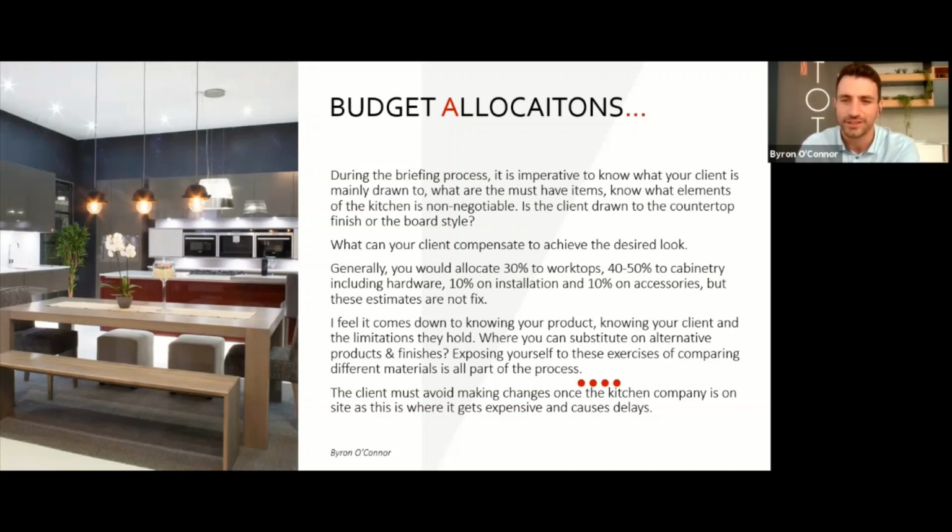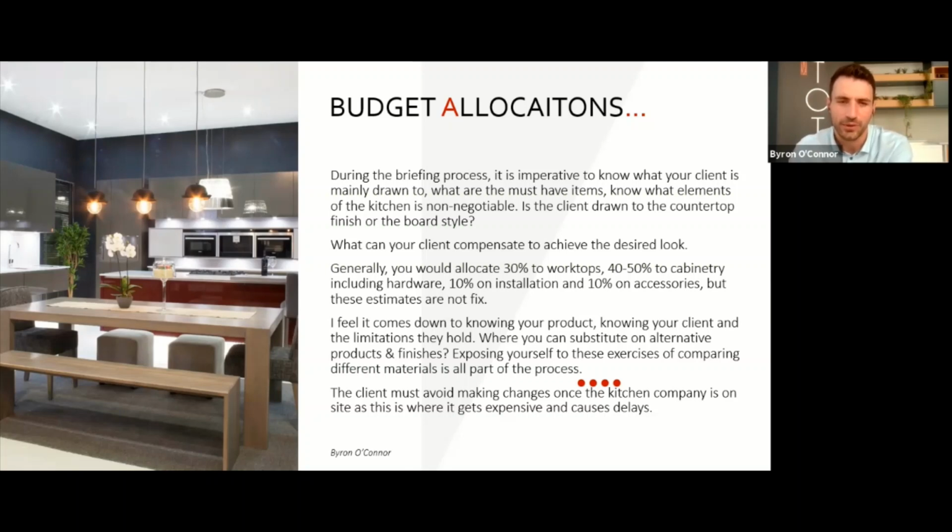But these aren't always fixed, depending on what the client is drawn to. Is it the worktop? If it's not so much the worktop, is it the cabinetry color? And again, knowing what type of products are available, different suppliers, international, local, will give you an indication of how much you would like to spend on certain items in the kitchen, accessories, worktops, etc.